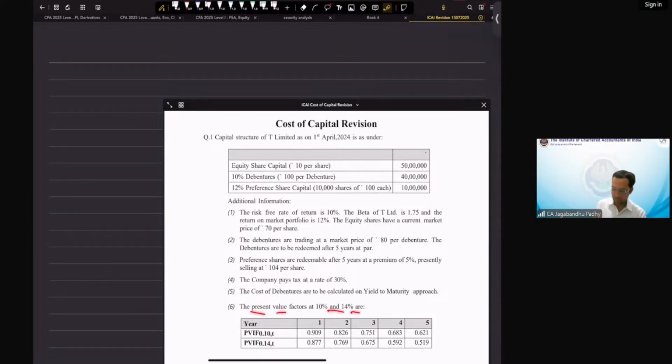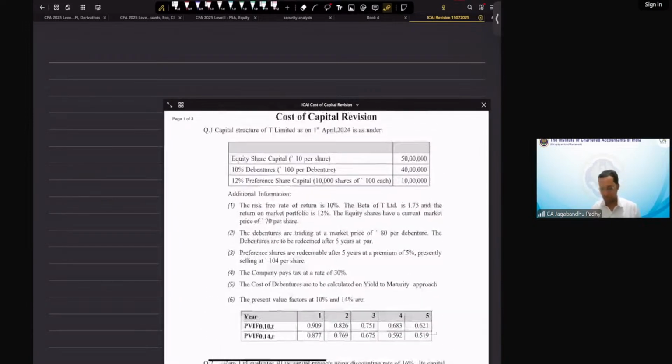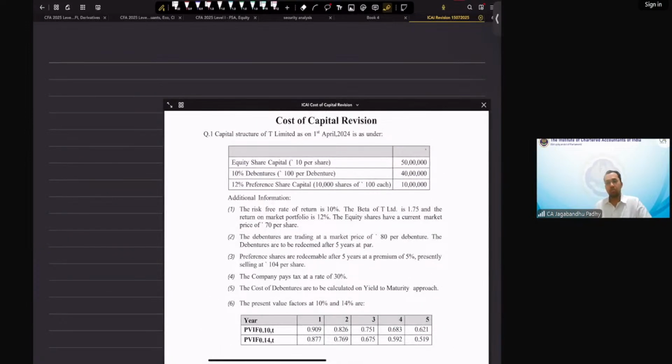The present value factors are already given to us at 14% and 10%. That's a hint for us that the cost of capital for debentures is likely to be between 10 and 14%. Let's do it one by one. I'll do this question; later questions, you can definitely take up.